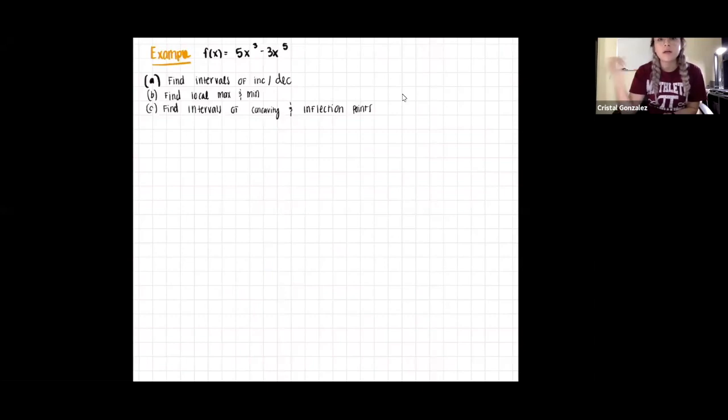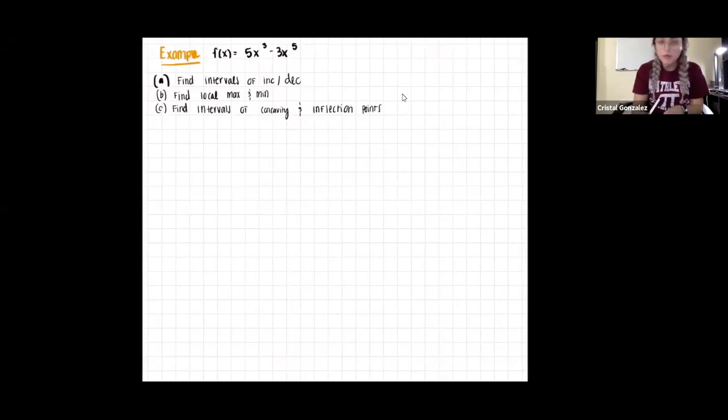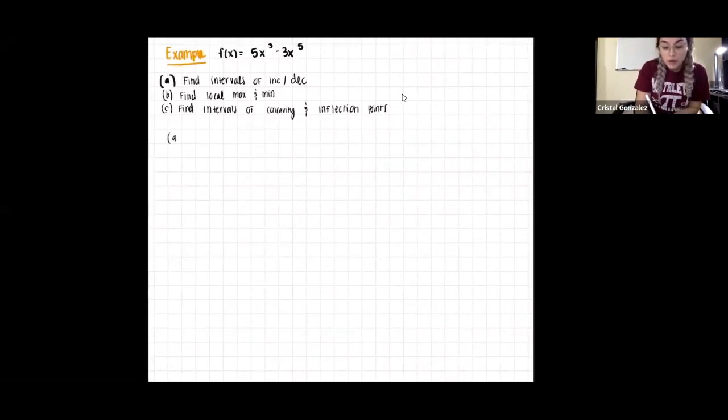Okay, so now let's do an example where we have to implement finding the intervals of increasing and decreasing, find our mins and max, and then find our interval of concavity and our inflection point. So in order to do part A, we want to find our intervals of increasing and decreasing. To do that, what we want to do is take the derivative of our function and then determine whether our derivative is negative or positive in certain intervals. So go ahead and try that on your own.